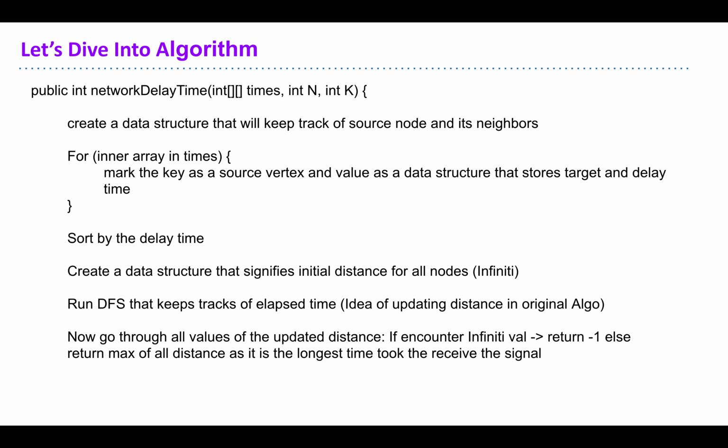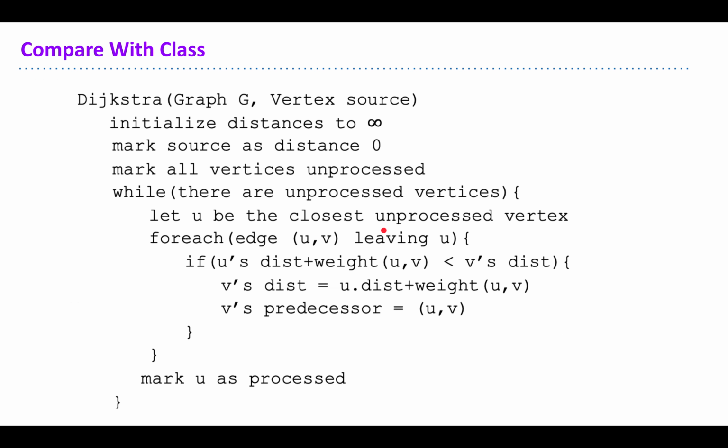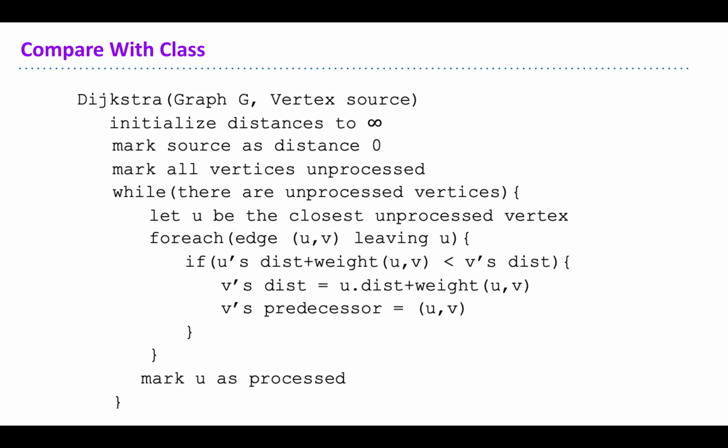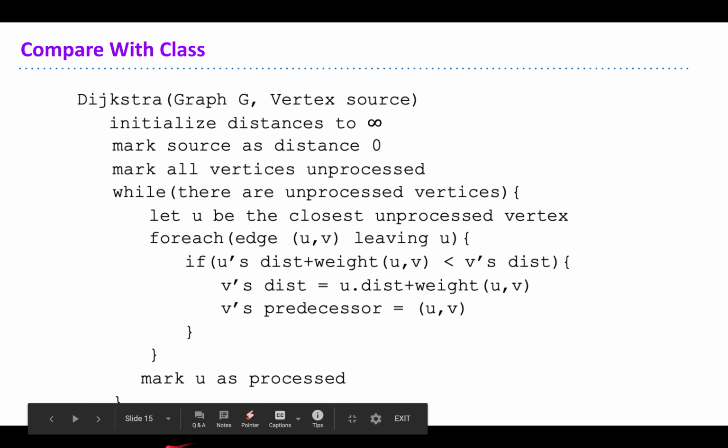Then we'll go through all values of the updated distance. If we encounter an infinity value, then return -1. Else we keep looking for the maximum of distance, as it is the longest time it took to receive the signal. So I hope that helped. Here is a brief pseudocode that we mentioned in class. Maybe think about how this pseudocode and that pseudocode vary, and how we modified the basic Dijkstra's algorithm that we talked about in class in order to solve this problem. So yeah, have a great day.